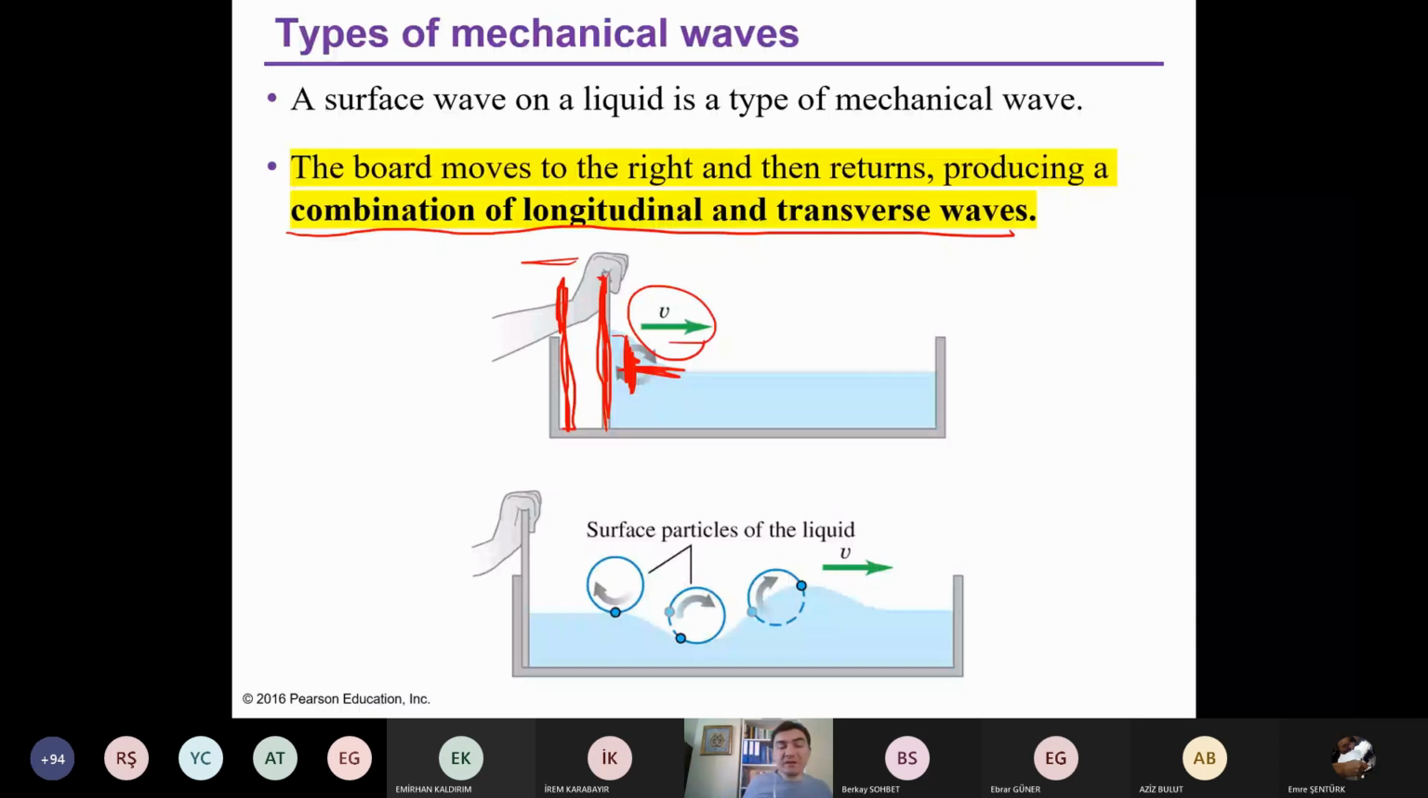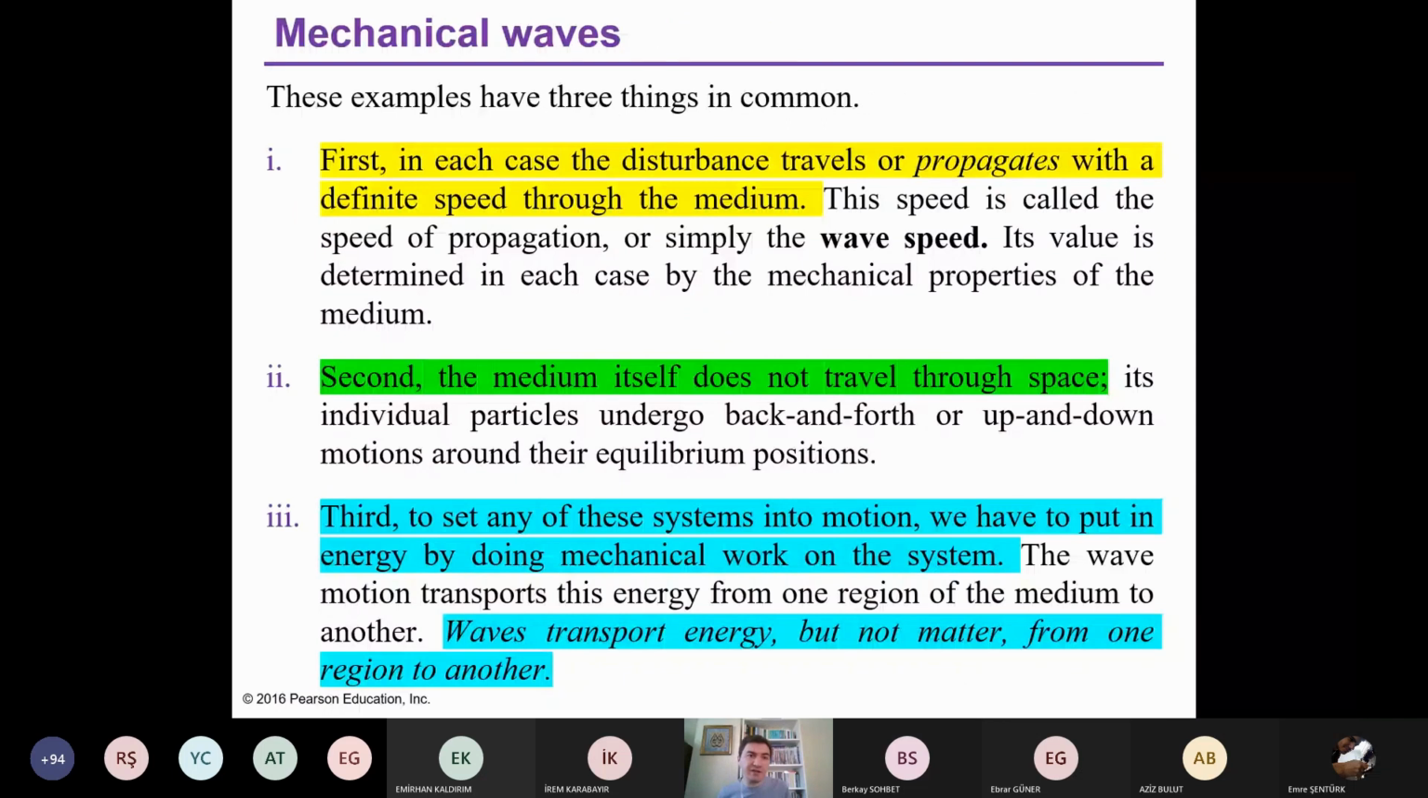So this is the combination of longitudinal and transverse waves. So now let me discuss the three important properties of mechanical waves. So the first one, in each case, we have discussed three examples: transverse waves, longitudinal waves, and also a combination of them. So in each case, the disturbance travels or propagates with a definite speed through the medium. Okay, this speed is called the speed of propagation or wave speed, and is shown by this symbol for the speed.